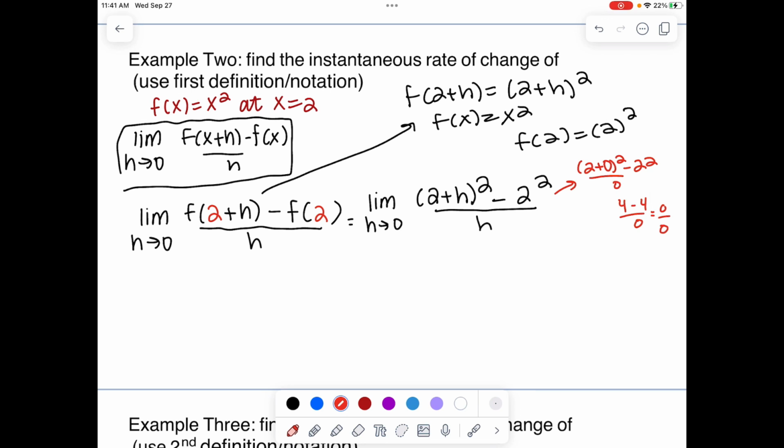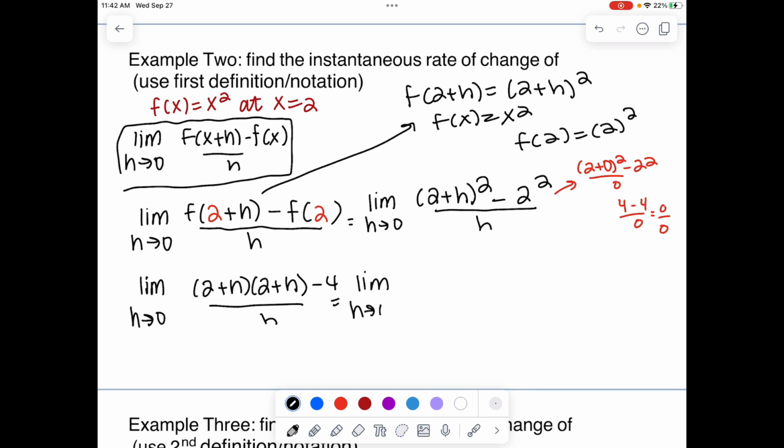And so I need to figure out, is there a way that I could manipulate or simplify so that I'm canceling out the factor that's making us divide by 0? So what we're going to do is, let's just clean up the numerator a little bit. Let's distribute. So I'm going to do 2 plus h. (2 plus h) squared is the same as (2 plus h) times (2 plus h), and then 2 squared is 4, so I'm just going to go ahead and write minus 4 all over h. Likely I'm trying to cancel out the h on the bottom because that's making us divide by 0.